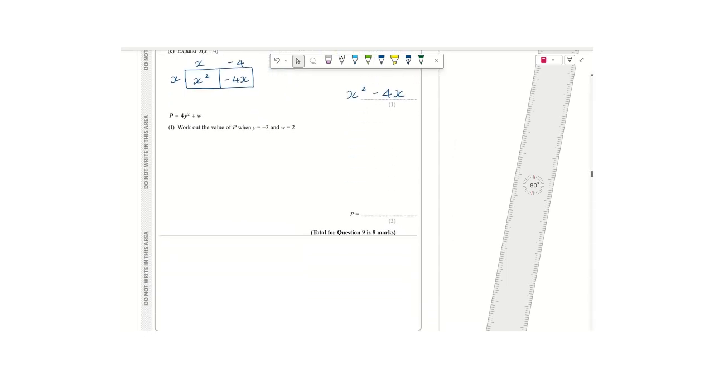Part F, work out the value of p when y equals minus 3 and w equals 2. It's really important that you put brackets around your numbers so that the negatives don't go astray. So 4 times minus 3 squared plus, and I would put a bracket around my positive number as well, it won't hurt. And make sure that you put that into your calculator exactly as we've written, and then you will get p is 38. If you don't get p is 38, you've missed your brackets out, and then it will give a strange answer. So brackets are really important on that one.